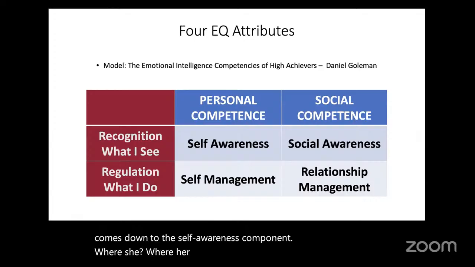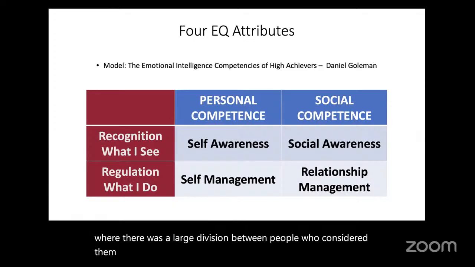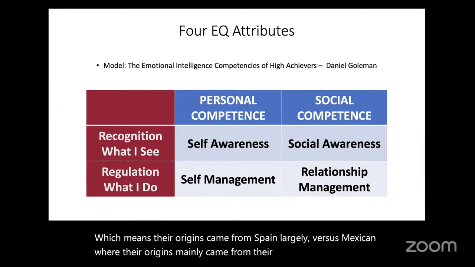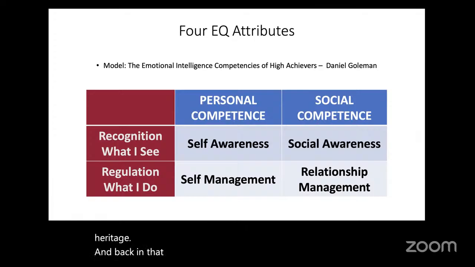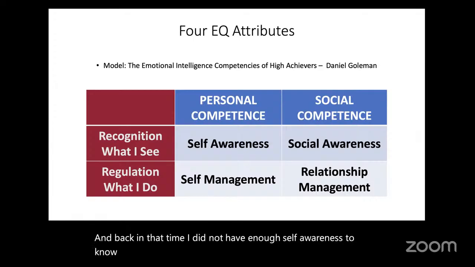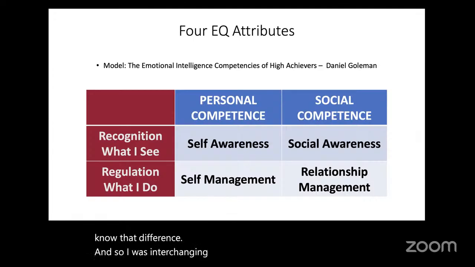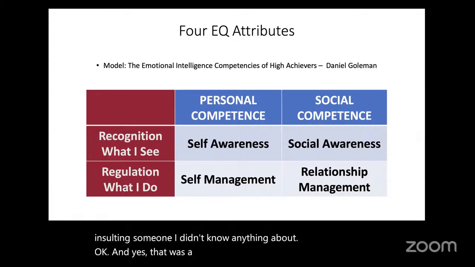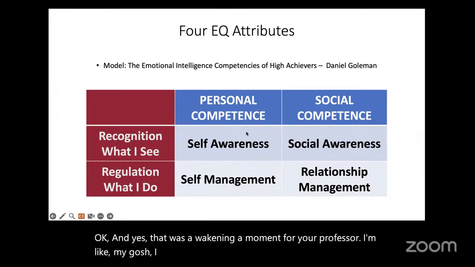Where her family originated is a place in Mexico where there was a large division between people who considered themselves Hispanic, which means their origins came from Spain largely, versus Mexican, where their origins mainly came from their indigenous Mexican heritage. And back in that time, I did not have enough self-awareness to know that difference. And so I was interchanging those terms, not knowing that I was insulting someone I didn't know anything about. And yes, that was an awakening moment for your professor.